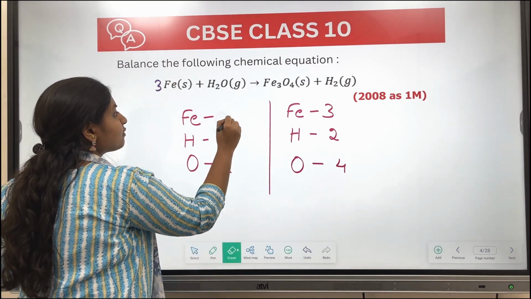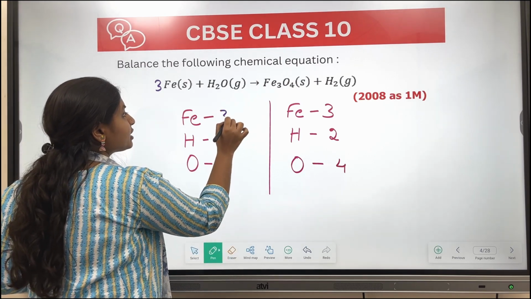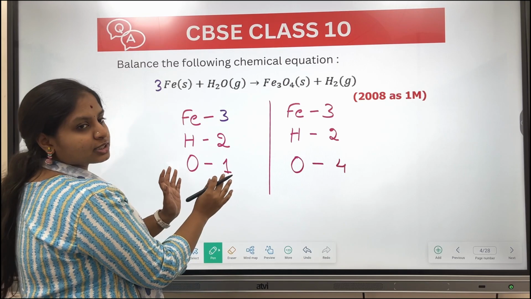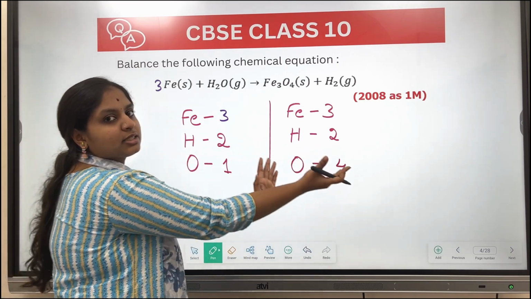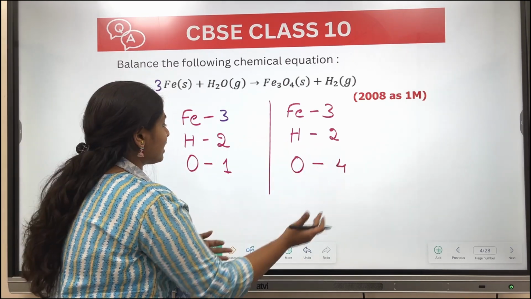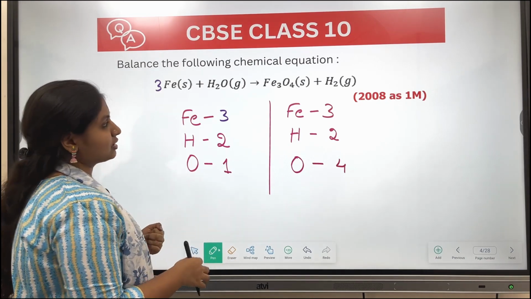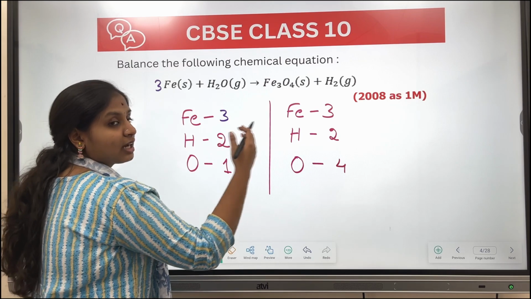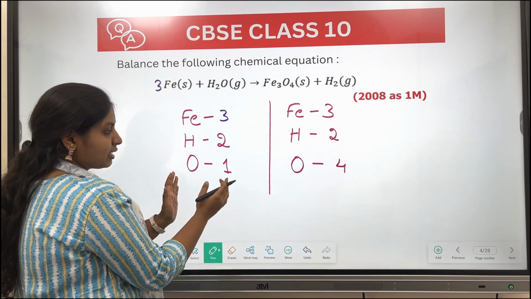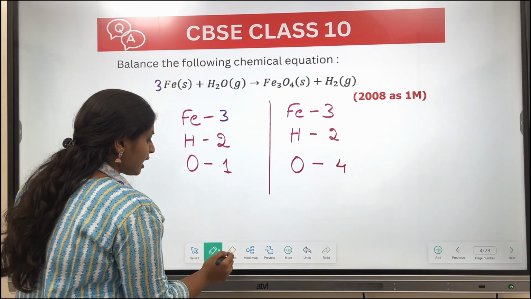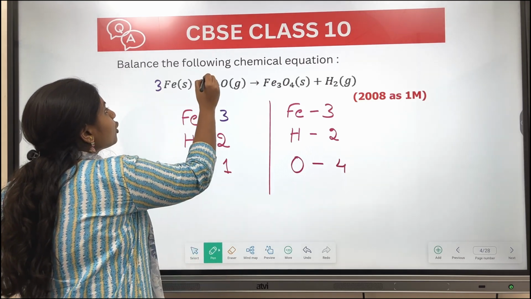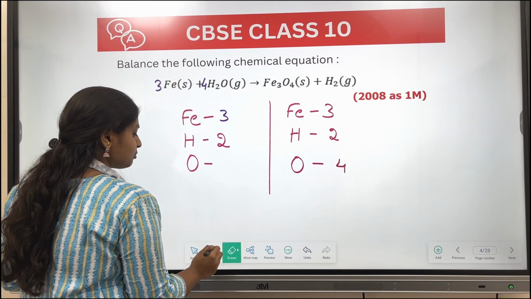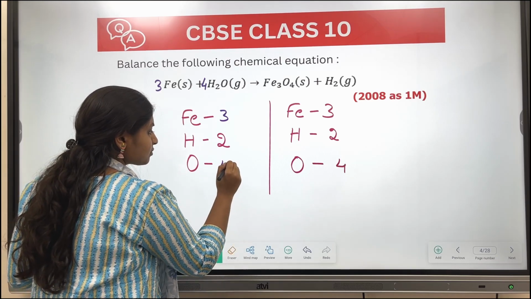Now the number of atoms on the reactant side became 3, which is equal to the number of atoms on the product side. Next, hydrogen. Hydrogen is 2 on the reactants, 2 on the products. Both are balanced. Now we have to see oxygen. Oxygen is 4 on the products and 1 on the reactant. So come to the lesser side, which is here, and we have to multiply. I will multiply this with 4. Now the number of oxygen became 4.